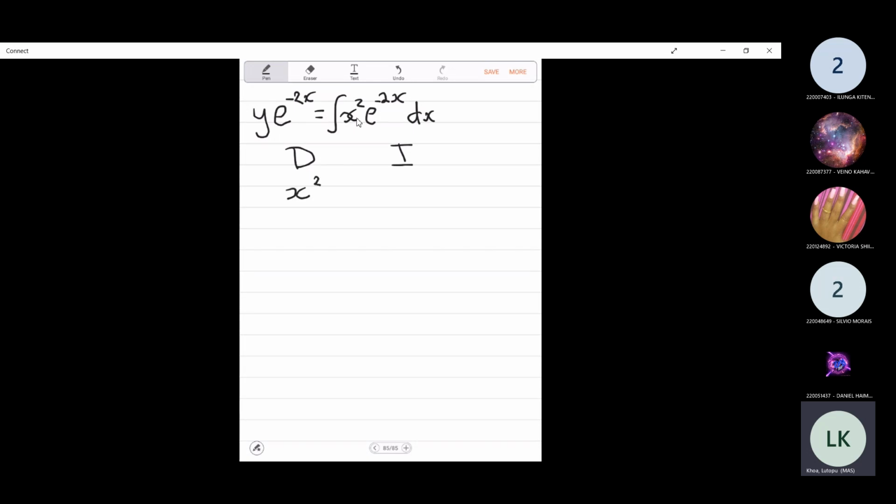So we have x squared, 2x, 2, and then 0. And then here we have e to the power of minus 2x. When we integrate that, we have negative a half e to the power of minus 2x. And then when we integrate that, we have 1 over 4 e to the power of minus 2x. And then when we integrate that, we have negative 1 over 8 e to the power of minus 2x. So this is positive, negative, positive, negative.